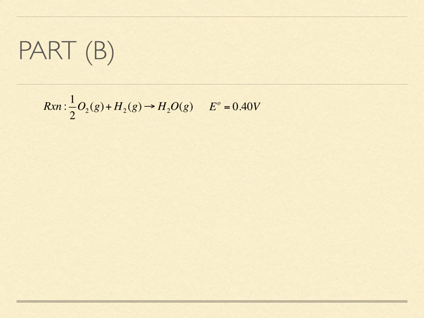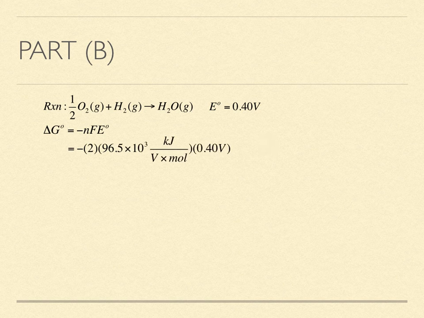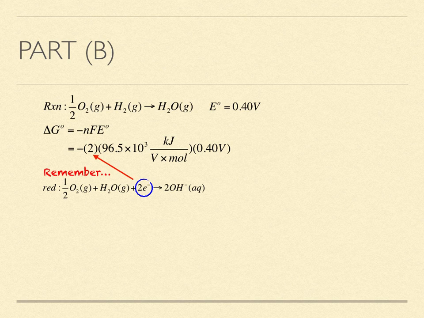To find the efficiency of the fuel cell, we must next find delta G naught using the equation that relates delta G naught to the voltage. N, the number of electrons, is 2, because each of the earlier half reactions involved 2 electrons. After plugging in Faraday's constant and the voltage and canceling units, delta G naught is negative 77 kilojoules per mole, which indicates the reaction is spontaneous.